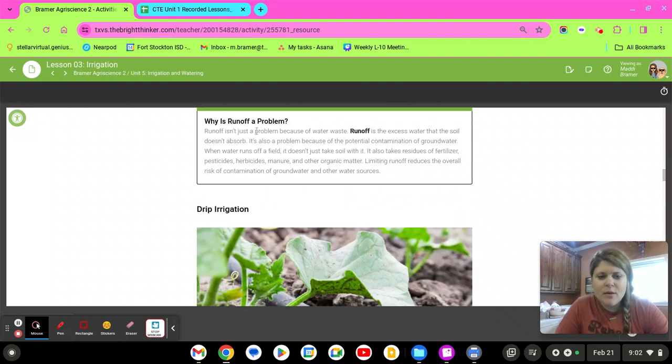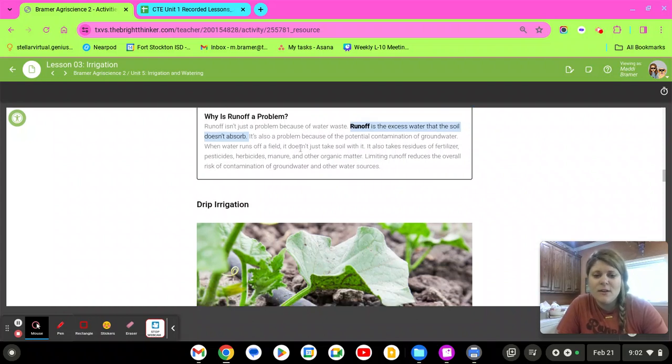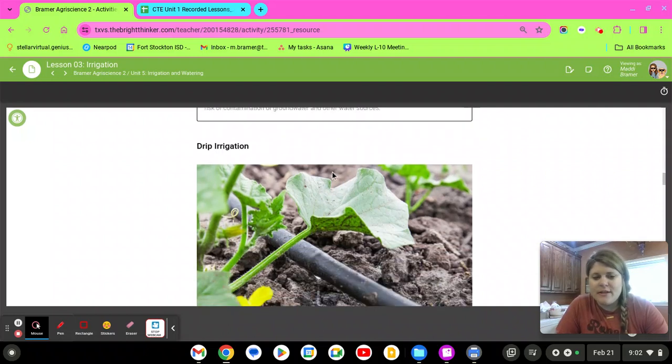Why is runoff a problem? Runoff is the excess water that the soil doesn't absorb. So like whenever it rains really hard and you see water running down pastures, farmland, or just in ditches, that's runoff. So it's a problem because of potential contamination of groundwater. When water runs off a field, it doesn't just take the soil. It takes fertilizer, pesticides, herbicides, manure, other organic matter. So limiting this reduces all of that risk.